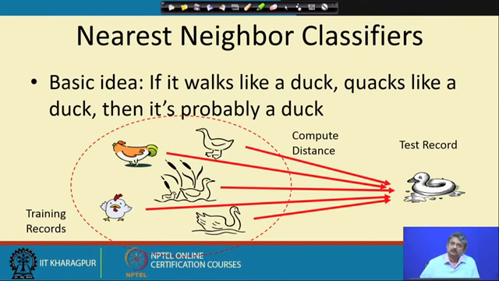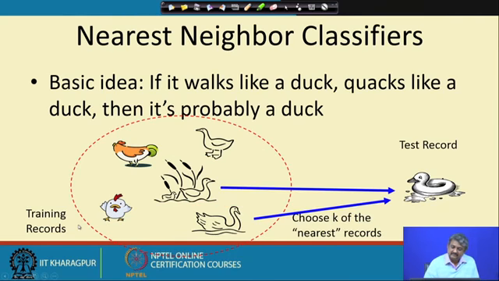I find out in terms of the attributes these distances, and see which are the closest k, say k equal to 2 here. Among these two, in this case both are ducks. If k was say 3, it may be 2 ducks and 1 hen. So, the class of the majority of the members of this nearest neighborhood is the class of this new record. So, this is the simple rule.